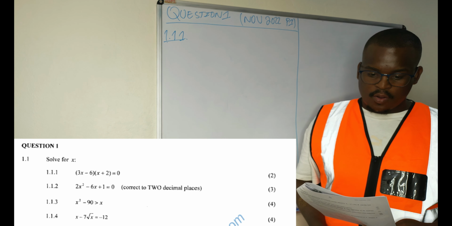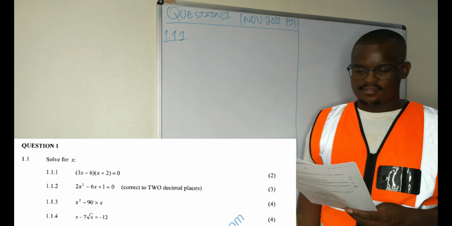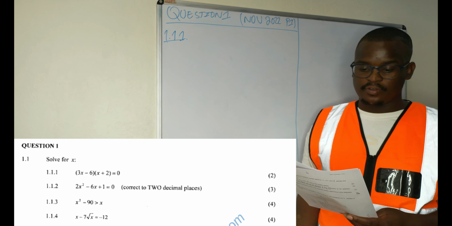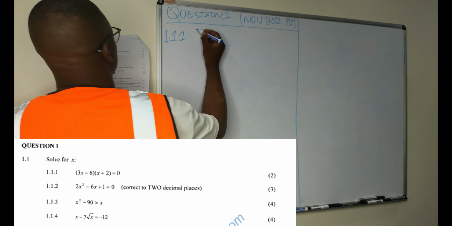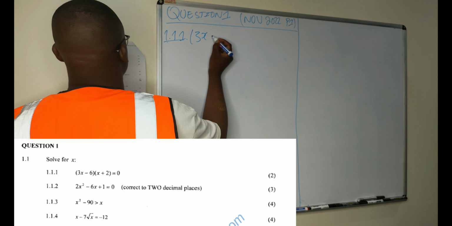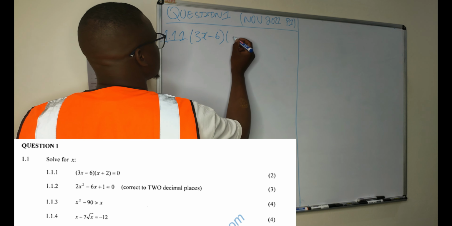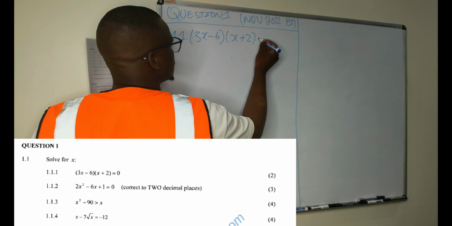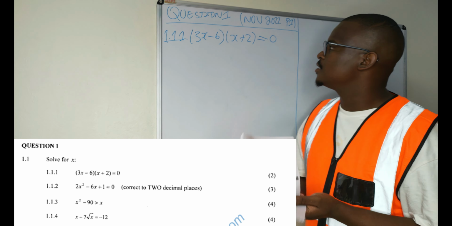So, question 1.1. Solve for x. They want you to solve for x for the following equations. 1.1.1, you have (3x minus 6) times (x plus 2) is equal to 0. They want you to solve for x here.